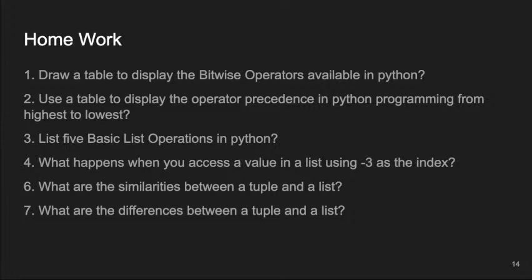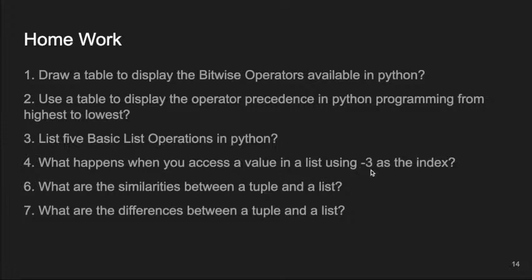Then you should be able to know some basic operations in Python, and also how to access items in a list. If you have -3 as the index, what do you get? I know in the examples that I talked about, you didn't see any minus value as the index, but I want you to try it yourself and see how Python behaves.